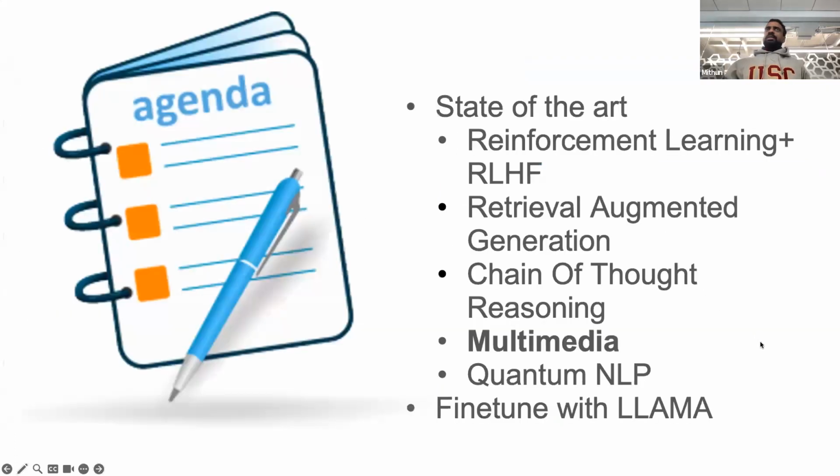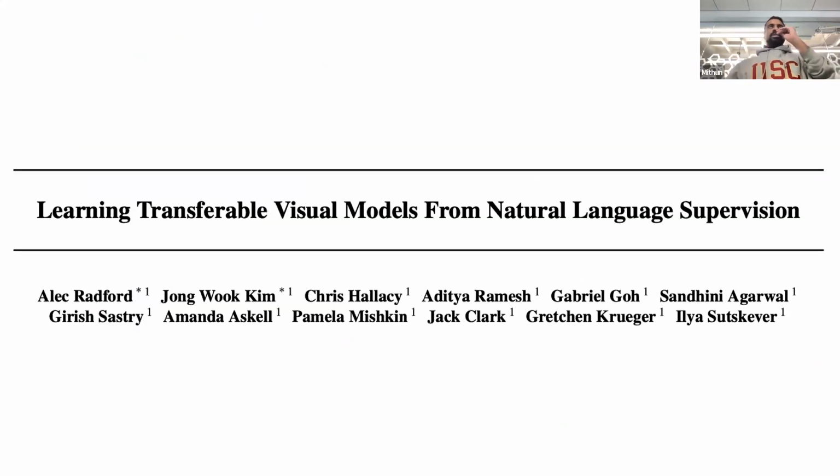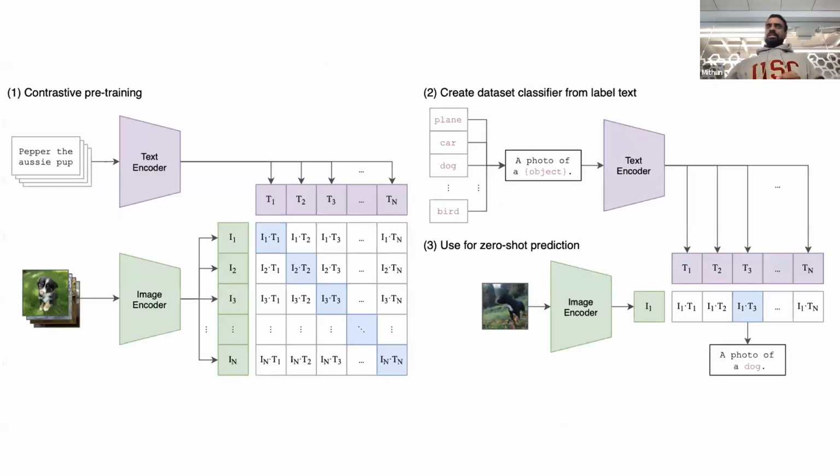Next is multimedia. All this while, with computer vision and music, everybody was trying their own models, and then suddenly GPT took over. So people started asking, why not use the power of large language models to learn transferable visual models? The basic idea is something like this. On one side, let's say you have an image of Pepper the Aussie pup, with the caption "Pepper the Aussie pup." You give the caption to a text encoder, like a typical embedding-based mechanism. You take the picture to an image encoder, and you create a mapping.